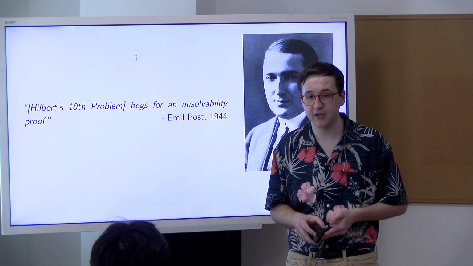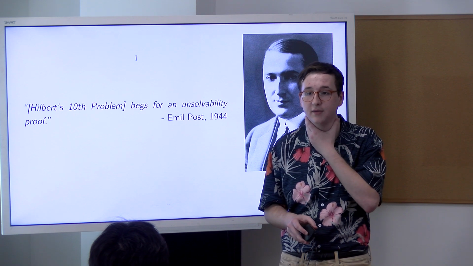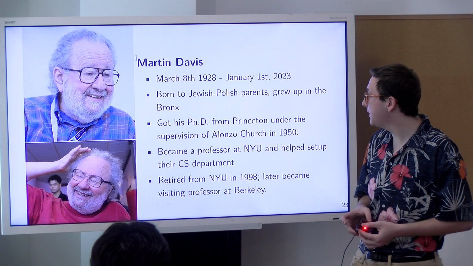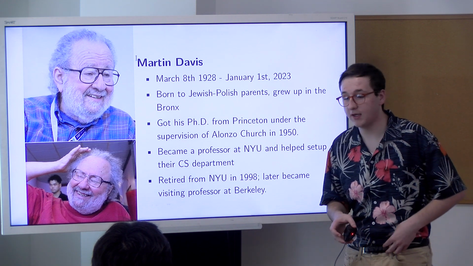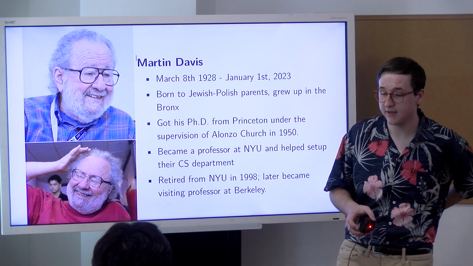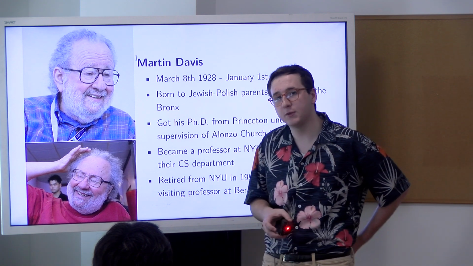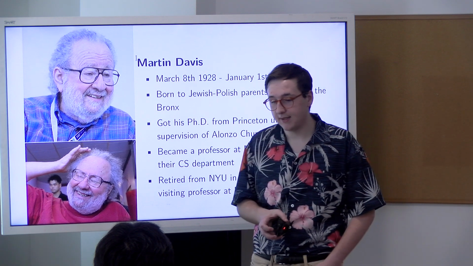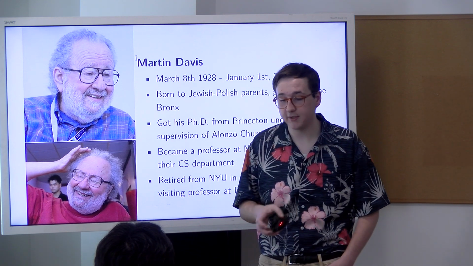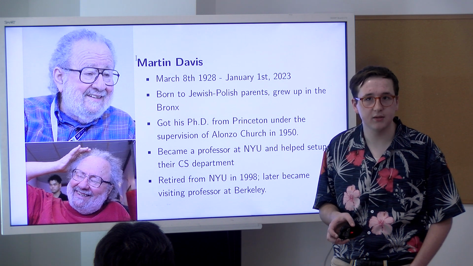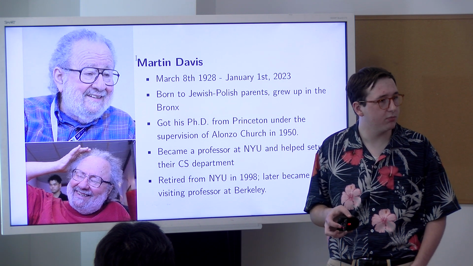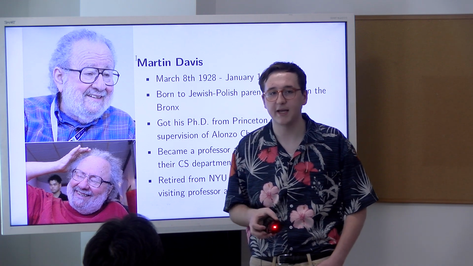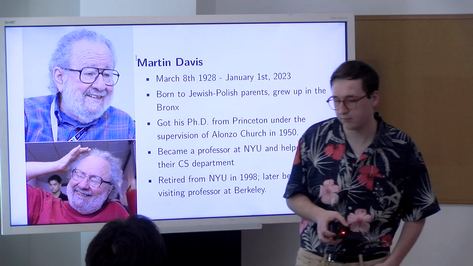That brings us to some of the people who were important in the solution to Hilbert's 10th problem. The first person is Martin Davis. He was born March 8th, 1928. I forget where he was born, but he grew up in the Bronx to two Jewish Polish parents. He went to a famous high school in the Bronx, the Bronx High School of Science or something like that. He went to one of those famous magnet schools.